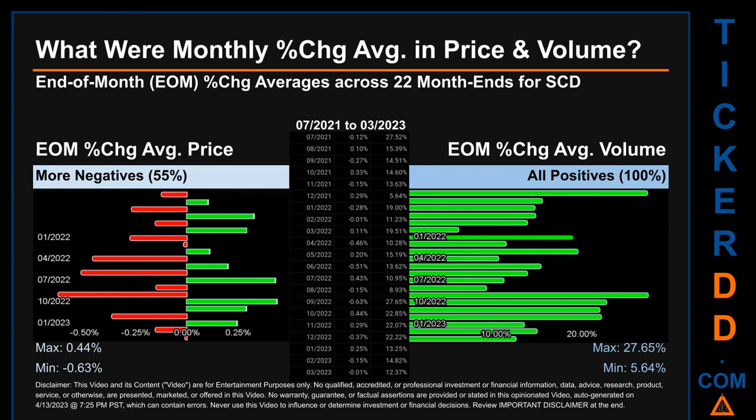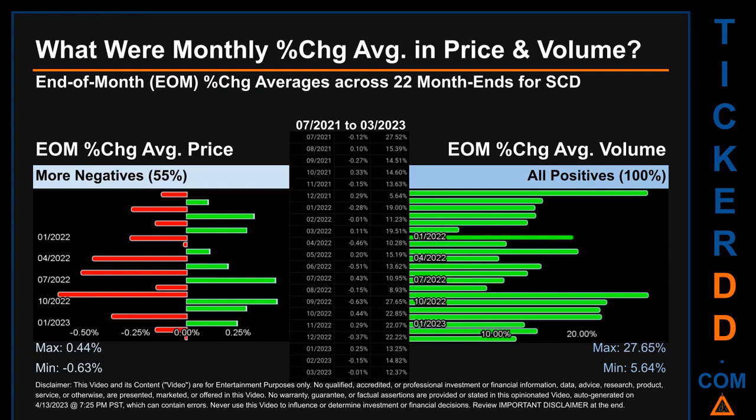What were end-of-month percentage change averages in price and volume for SCD? The monthly average of percentage change in price and in volume were calculated for each of the 22-month ends. That calculation took daily percentage changes and averaged them for each given month. If a month end came out negative, then it means that the month summarily saw a negative change. From 07/2021 to 03/2023, out of 22 month ends, 12 had a negative percentage change in average price. Meaning 55% of month ends saw a negative percentage change in average price. In terms of volume, 22 out of 22 month ends had a positive percentage change. That is 100% of month ends saw a positive percentage change in average volume.